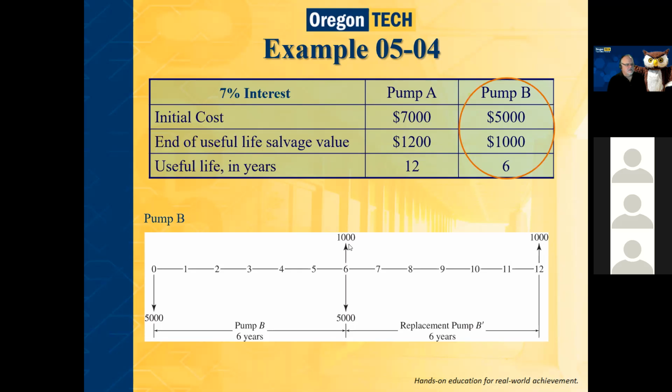And so you have to do a 2-step process. You've got to discount the $1,000 at year 6, because you're going to have to sell the machine and buy a new one, back to year 0. You're going to have to discount the $5,000 you're going to have to pay at year 6, back to year 0. And you have to discount the $1,000 salvage value in year 12, back to year 0. Whew.